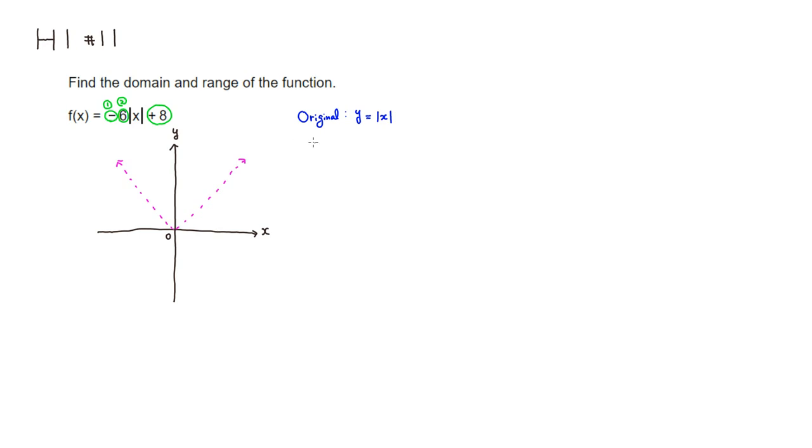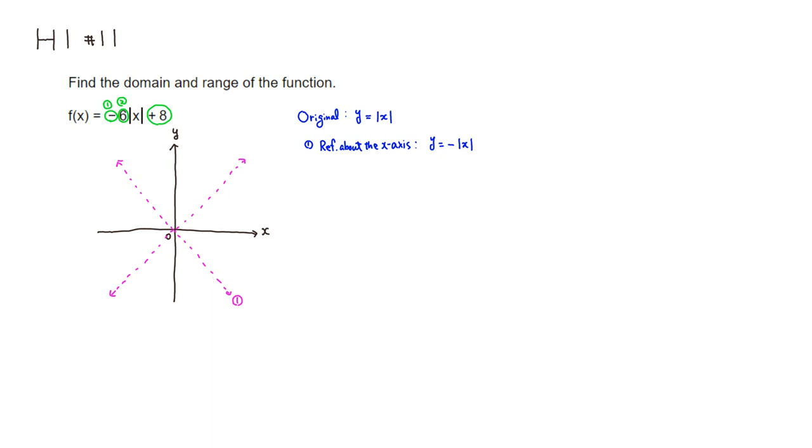After the first transformation, this is going to be a reflection about the x-axis. The formula is y equals negative absolute value of x. This is just a reflection over to the bottom. So after the first transformation, you're going to see an inverted V shape. It's going to look something like that.